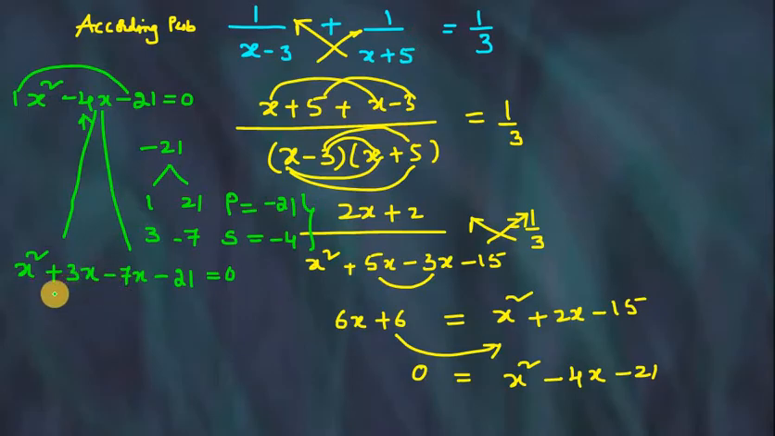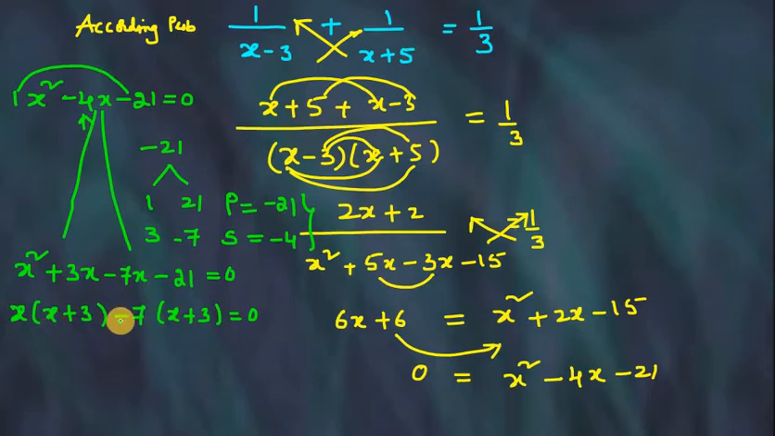In the first two terms I can take x common, so x into (x plus 3). If I take minus 7 common, we are left with (x plus 3). Further you can cross check: x into x, x square; x into 3, 3x; minus 7 into x, minus 7x; minus 7 into 3, minus 21. Better you cross check.